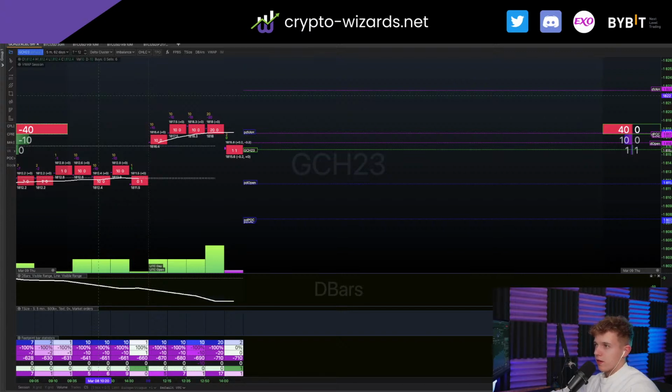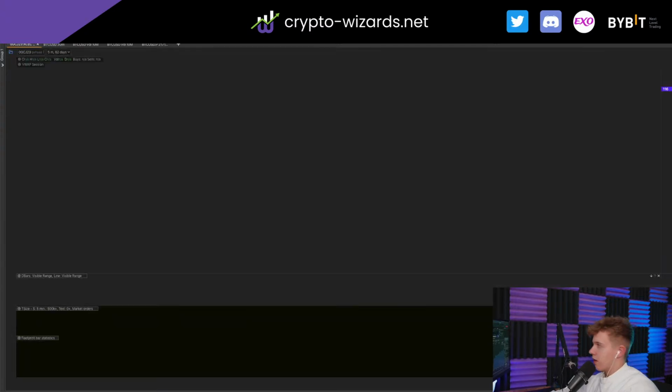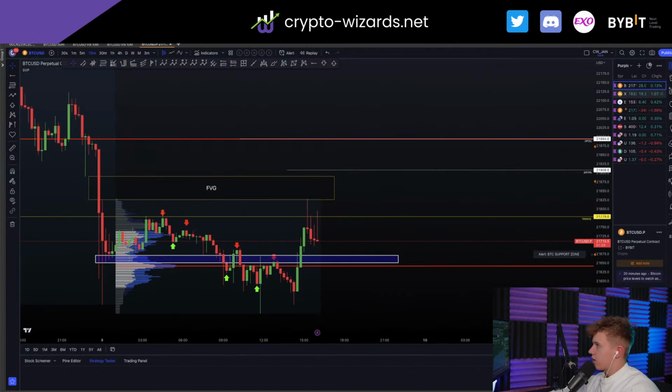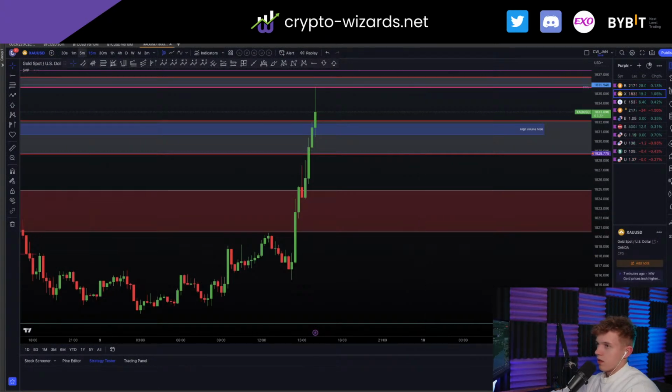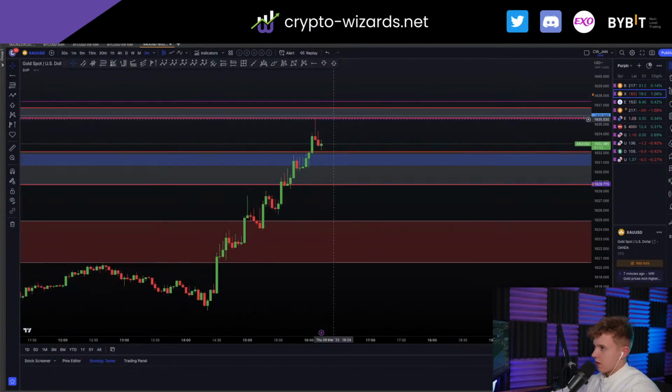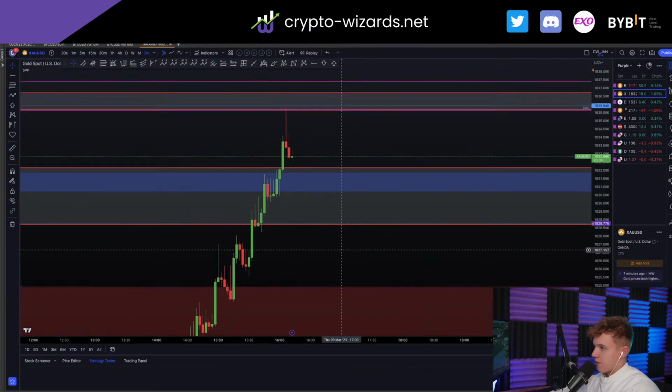It's not the right one that I'm looking for. I think it was this one, but it's not loading up. Okay, nice retracement. I'm gonna wait for that break of the structure.